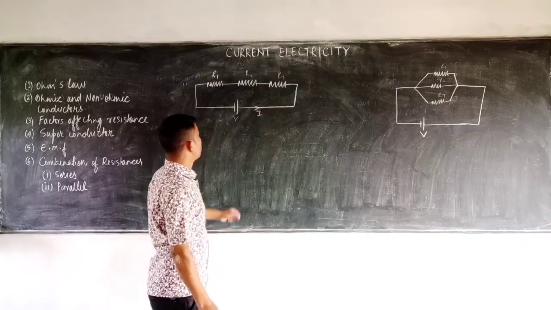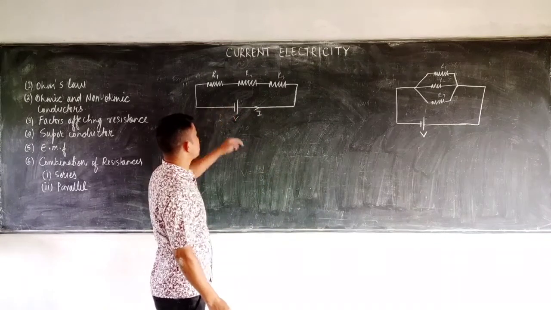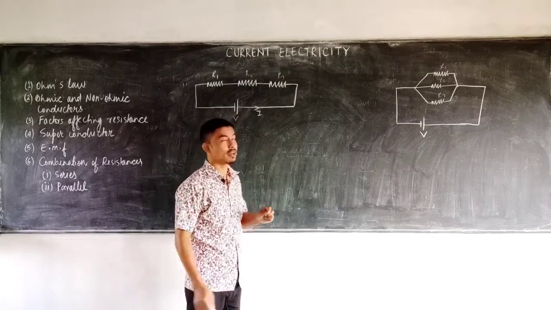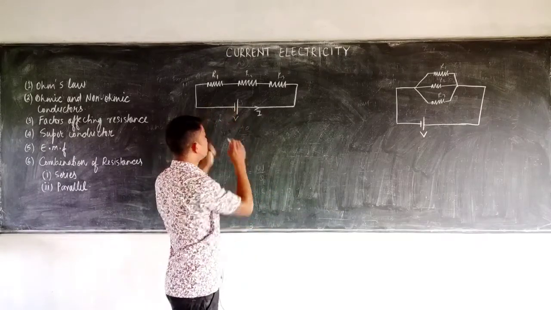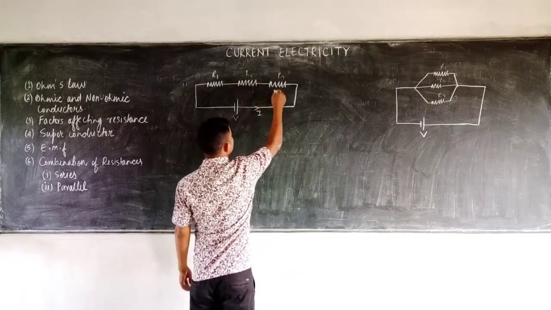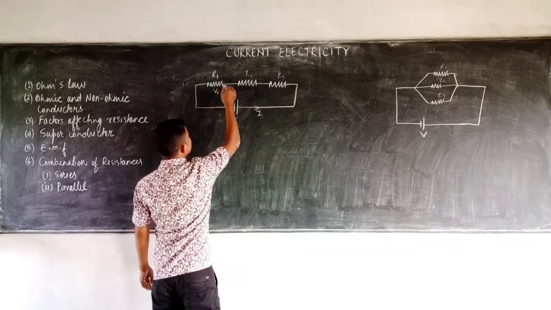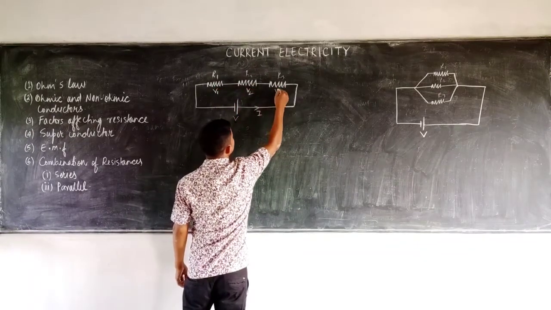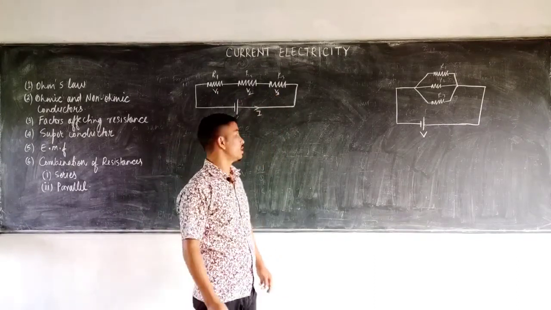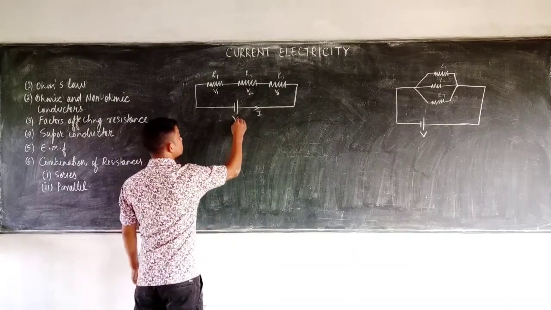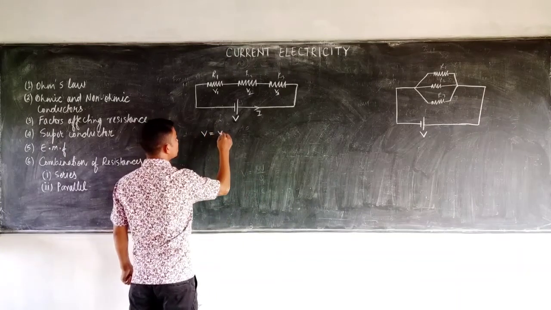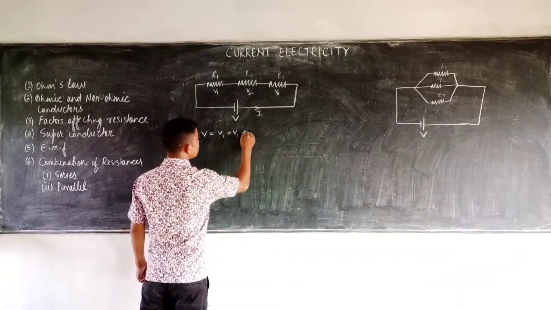Remember that whenever the resistances are connected in series, the voltage across each of the resistances will be different, because each of the resistances is not connected individually to the battery. So let the voltage across the first resistance be V1, across the second be V2 and across the third be V3, and the current through each of them will be the same, I, since they are connected in series. What is the total potential difference? It's V. So I can write that V is divided into V1 plus V2 plus V3.